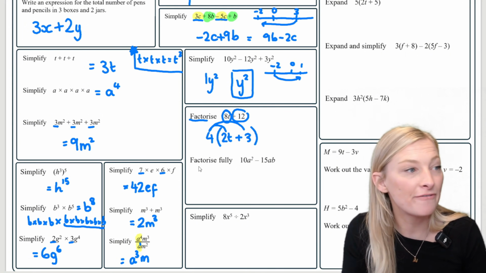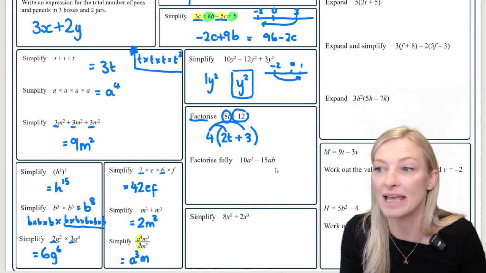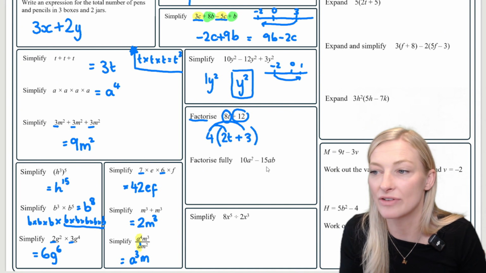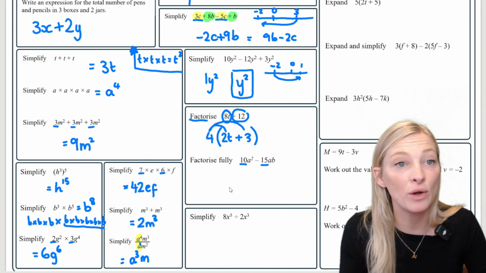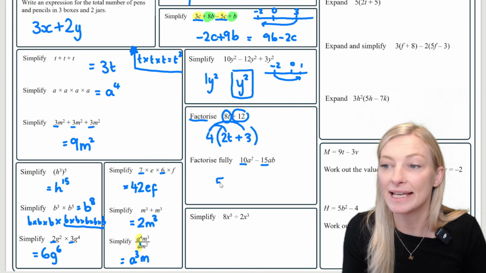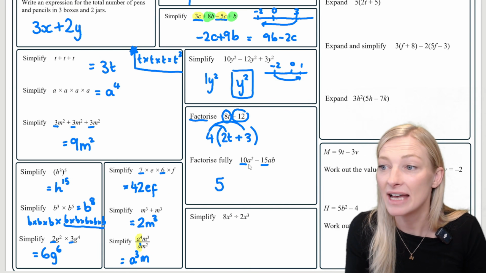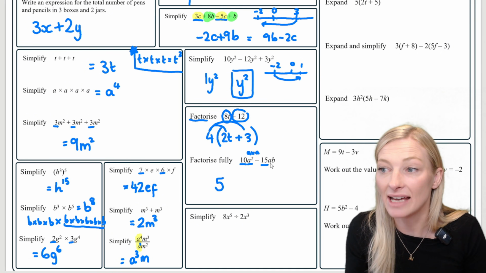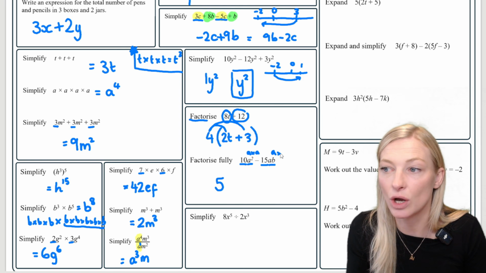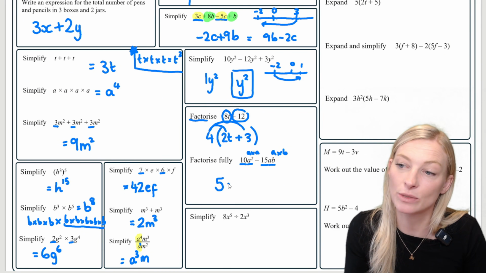For the second bit, factorise fully. 10a squared minus 15ab. Now here, what do they have in common? Let's look at the numbers first. I've got 10 and I've got 15. They are both in the 5 times table. So let's pop a 5 outside like that. I also, however, have an a. This is a squared, which means a times a. And this is ab, that means a times b. So in terms of what is in common, it's going to be an a, so we can pop that outside the bracket as well.